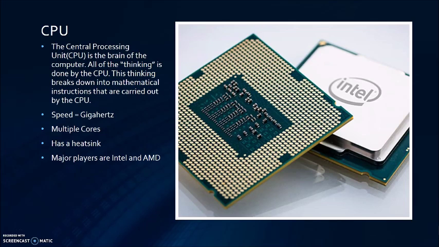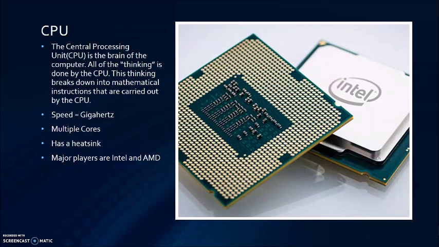The next major component of a PC is called the CPU, or Central Processing Unit. If the motherboard's the heart, then the CPU is the brain. This is where all the thinking occurs. The thinking that occurs breaks down into mathematical instructions that are carried out by the CPU. The faster the CPU, the faster it can carry out these mathematical instructions. The speed is measured in something called gigahertz.